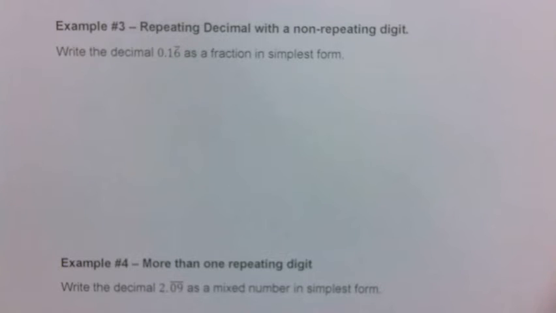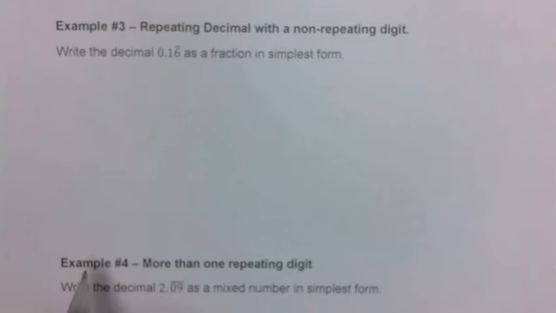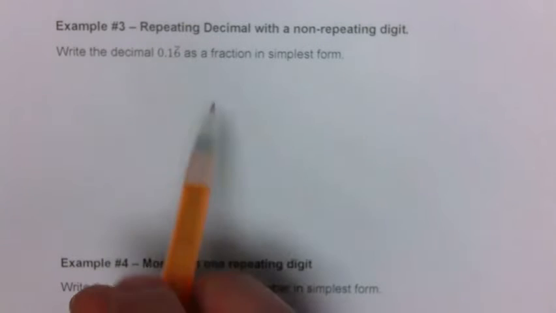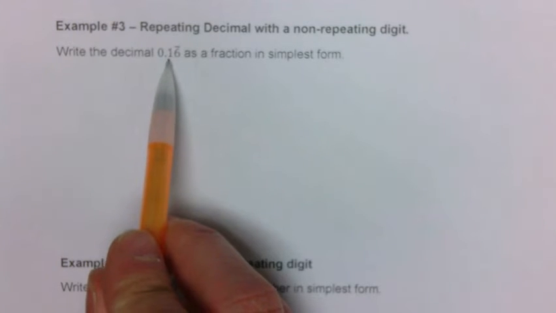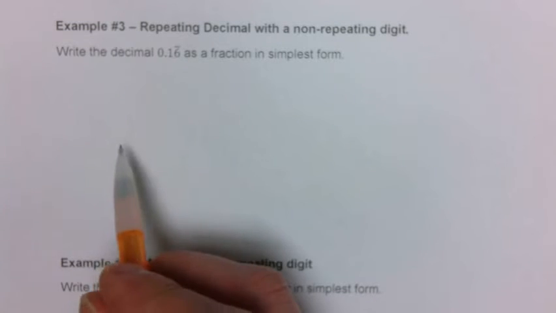In our next example, we're going to look at a repeating decimal with a non-repeating digit. Write the decimal 0.16, where only the 6 repeats, as a fraction in simplest form. Okay, so we have a digit that doesn't repeat, the 1, and a digit that does repeat, the 6. We're going to write this decimal as a fraction.